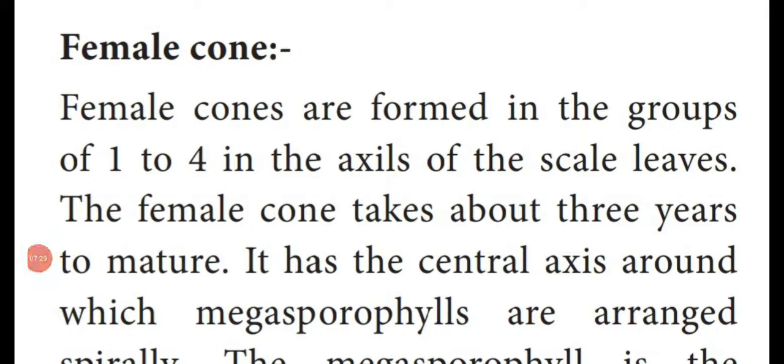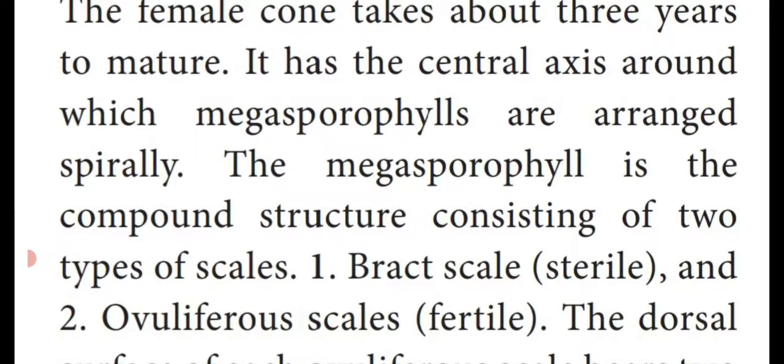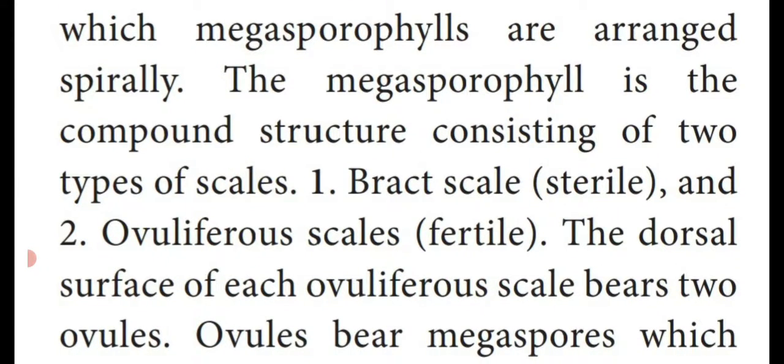Dear students, see the paragraph structure of female cone. The female cones, which are produced in the axil region of scale leaves, are produced in groups. Female cones take 3 years to mature in the Pinus plant body. It has a central axis surrounded by megasporophylls arranged in a spiral manner. Each megasporophyll consists of paired scale leaves, which are located on either side.